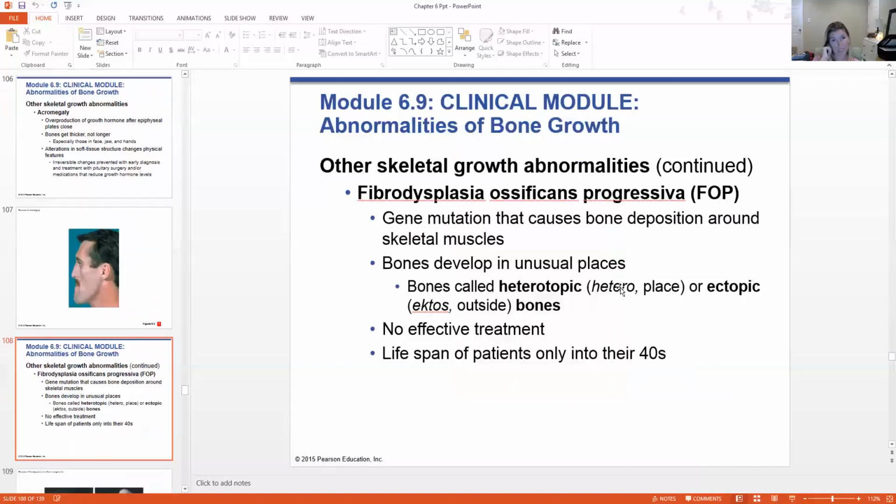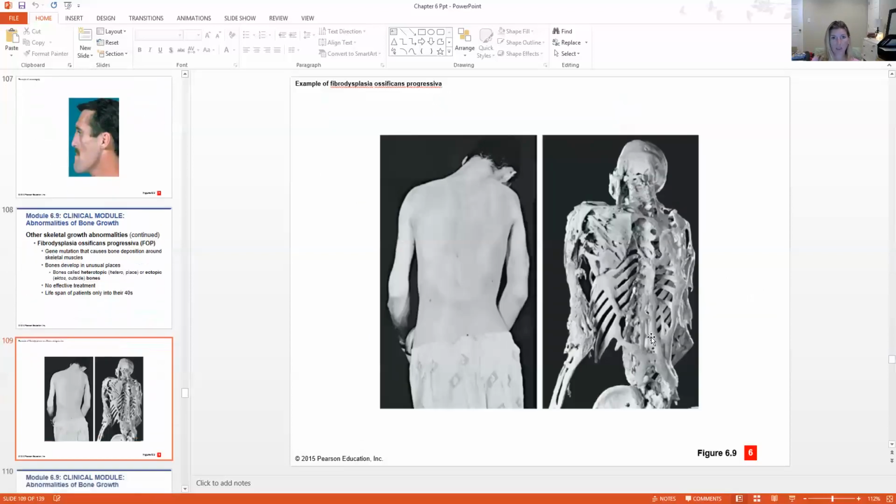There's also FOP, fibrodysplasia ossificans progressiva. This is a gene mutation that causes bone deposition around skeletal muscles. So bones will develop in unusual places. These could be called heterotopic or ectopic bones. There's no treatment for this. Patients don't live very long because, again, bones are growing where they don't belong, in your thoracic cavity, in your skull, in your abdomen, and this can be very devastating. You can imagine the amount of pain someone would have living with all of these extra bones, basically immobilizing them.